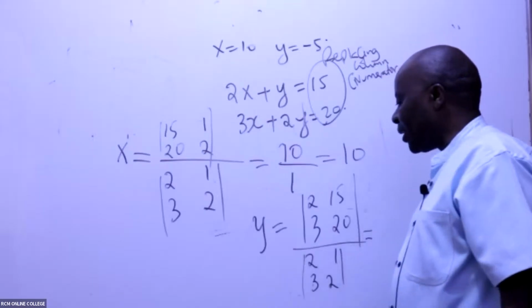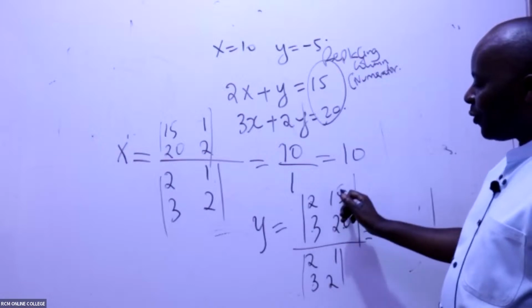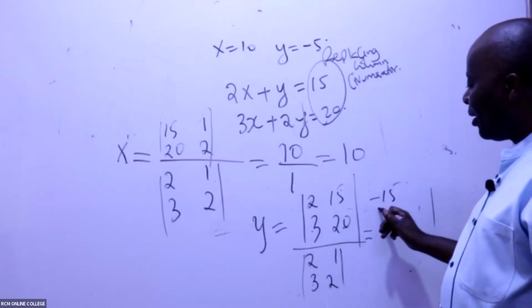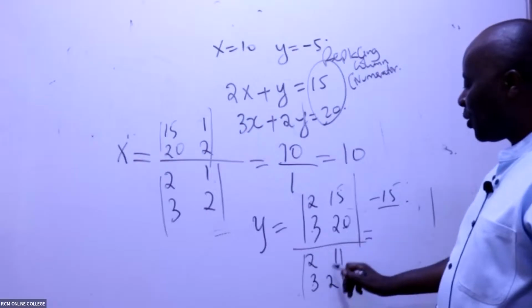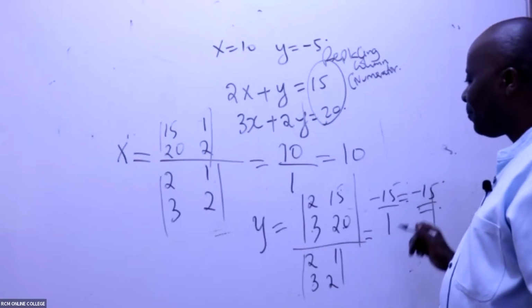So then you go ahead and do your multiplications. So this is 40. 40 minus 45. That's minus 15. All over, this is 4 minus 3, so this is 1. So the answer is minus 15, like that.